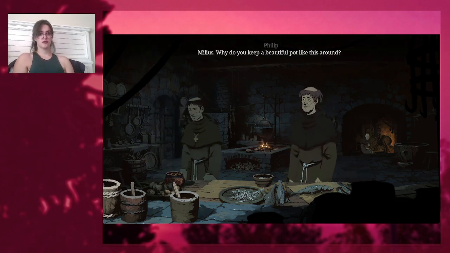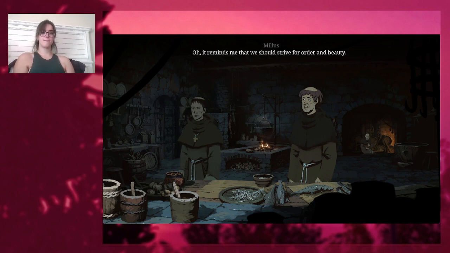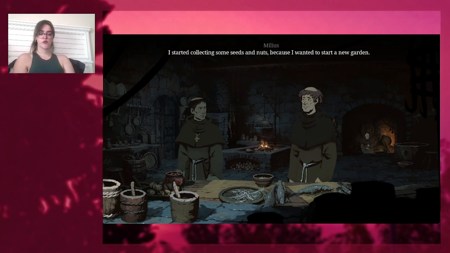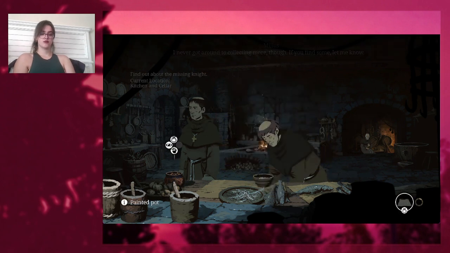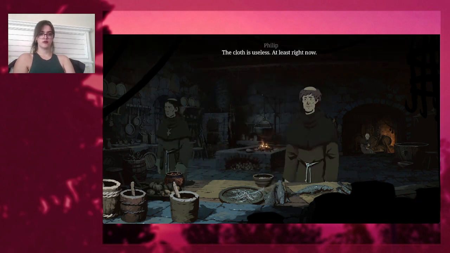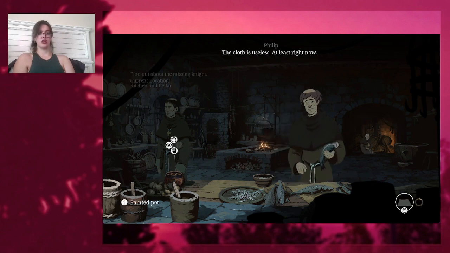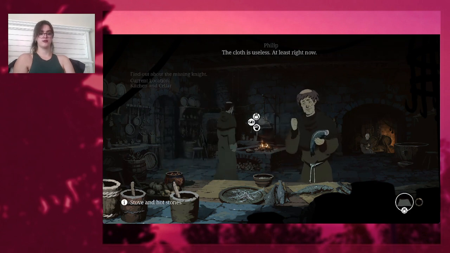Milius, why do you keep a beautiful pot like this around? It reminds me that we should strive for order and beauty. I started collecting some seeds and nuts because I wanted to start a new garden. A good idea. I never got around to collecting more, though. If you find some, let me know. The cloth is useless, at least right now. I can't collect stuff for myself.